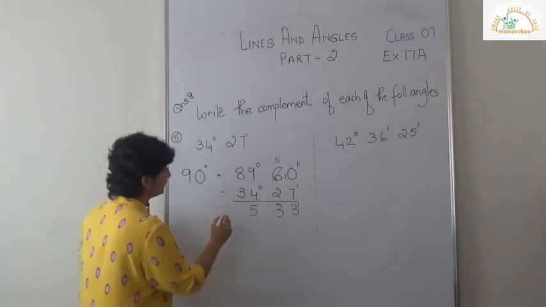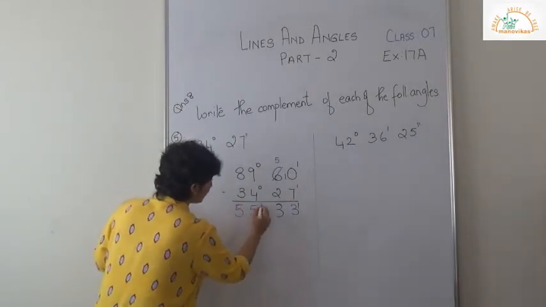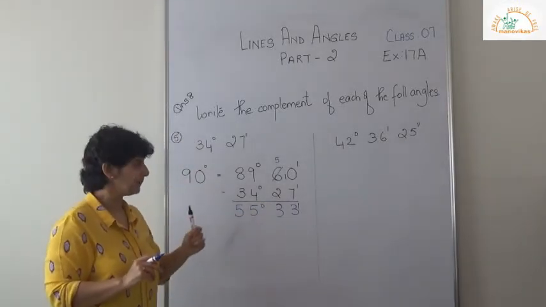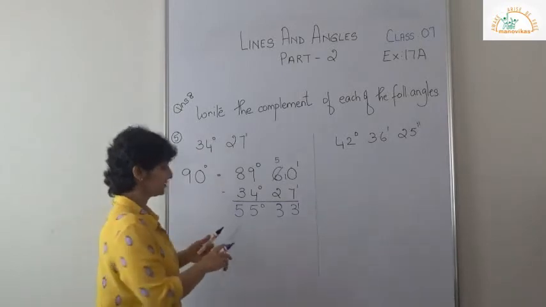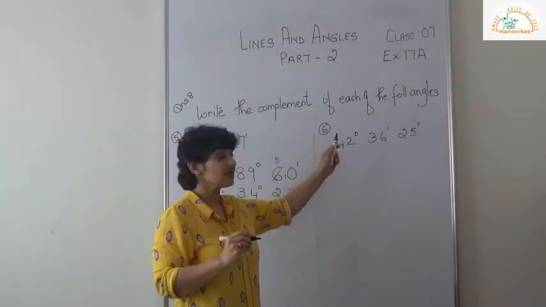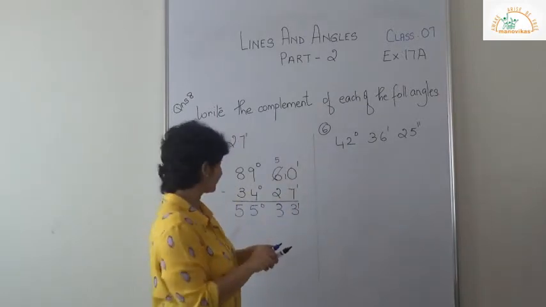8 minus 3 will give you 5. So your answer is 55 degrees 33 minutes. Similarly, the sixth sum here, children. Now you have degrees, minutes and seconds.